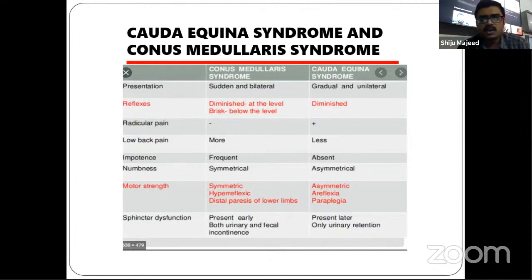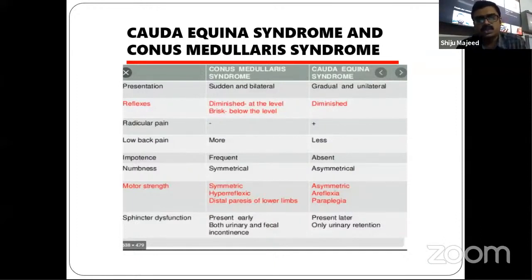So that is how you distinguish between a conus medullaris syndrome and a cauda equina syndrome. So conus medullaris: sudden, bilateral, symmetrical weakness. Radicular pain, sensory pain will be less. Numbness will be symmetrical. The deep tendon reflex will be diminished at the level, but brisk below the level. Sphincter function, the autonomic function, will be involved early. Bowel and bladder is incontinent. Impotence is more common. That is how you distinguish between a conus medullaris and a cauda equina syndrome. Practically, there will be a lot of overlap. Sometimes the patient has got conus and cauda equina syndrome together.